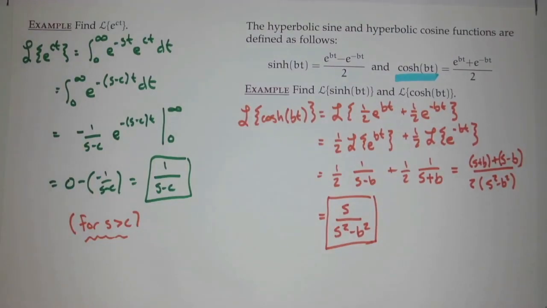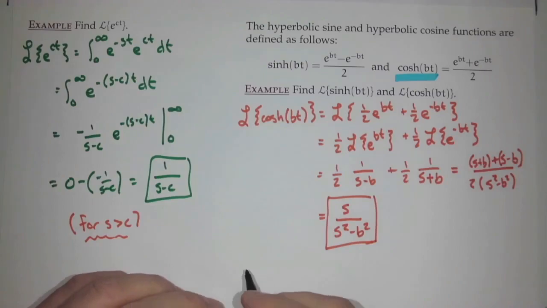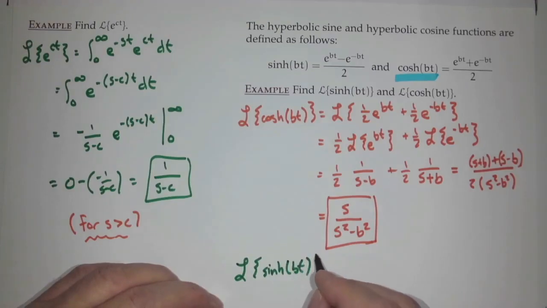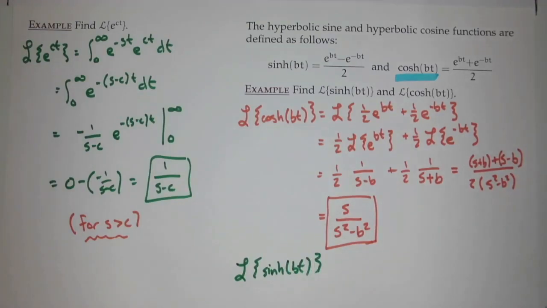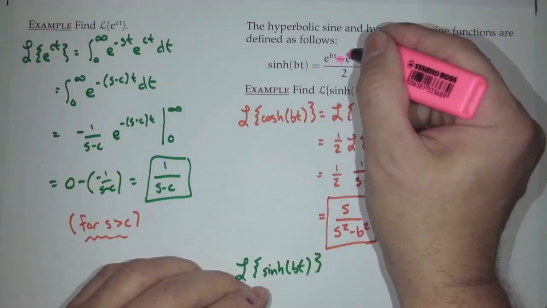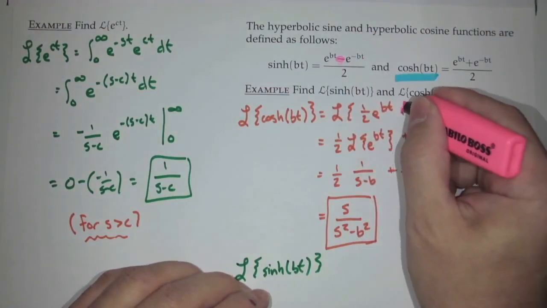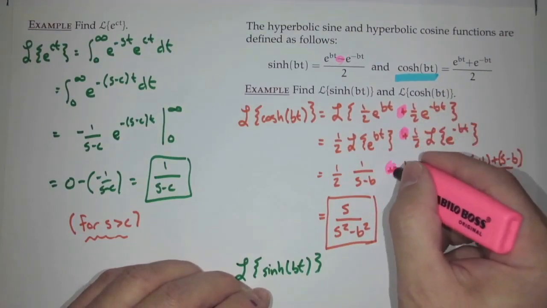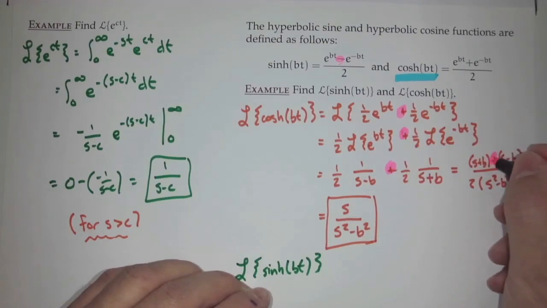Now you might say, ha ha, Steve, you fool, you've left no space for the sinh. Well, that's because we're just going to say what changes. For the sinh, the change is the minus. So this plus changes to a minus, this plus changes to a minus, this plus changes to a minus, this plus changes to a minus.